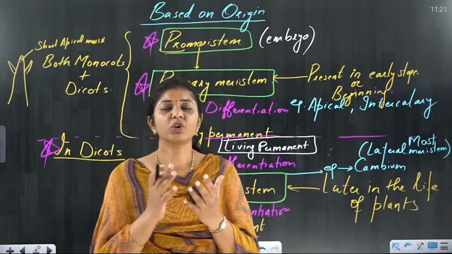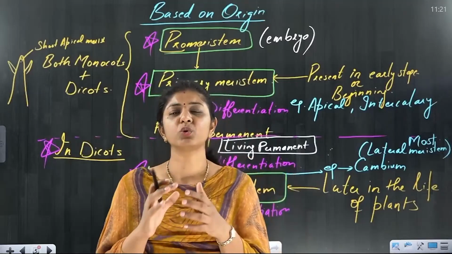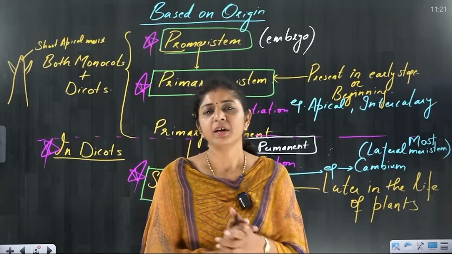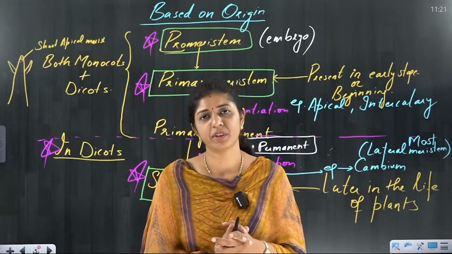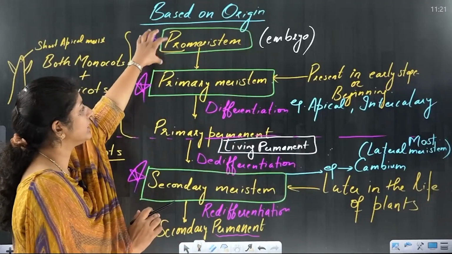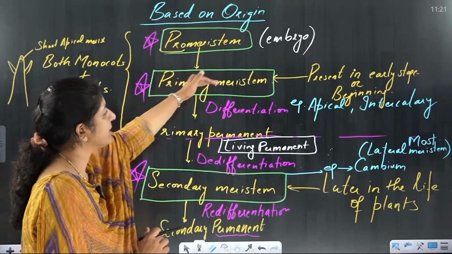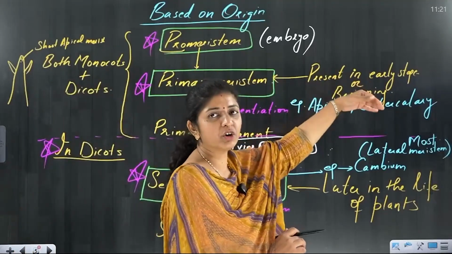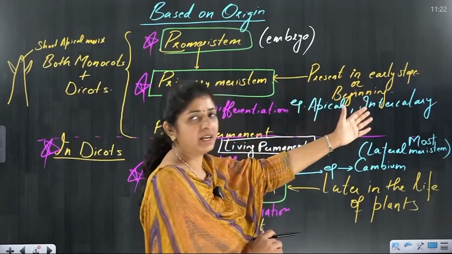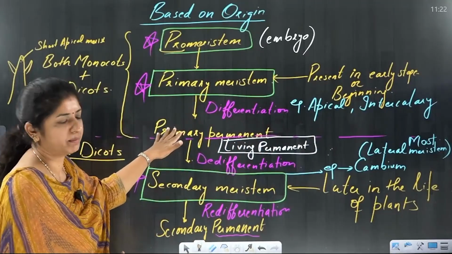That's why their growth is unlimited as compared to animals. Animals, the growth will stop at certain stage because they don't have meristem over there, right? So do remember, in the early stage, embryonal stage, that cell you call it as pro-meristem, right? Then primary meristem is present in the early stage, or from the beginning it is present. In the early stage, from there it is present, that you call it as primary meristem.